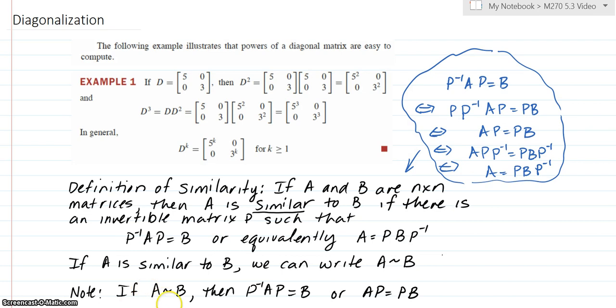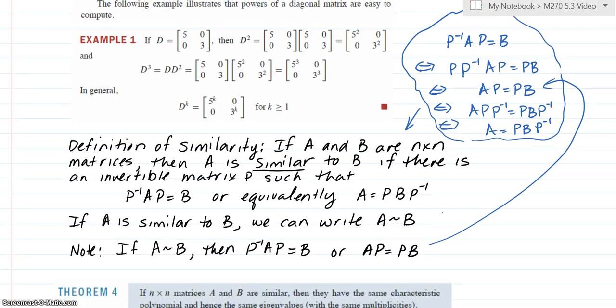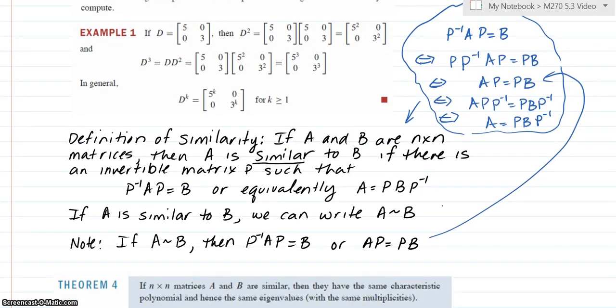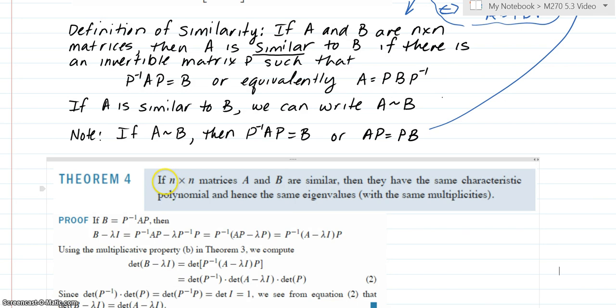We have a note down here: if A is similar to B, then this is equivalent to this, we saw that, but it's also equivalent to this middle step. Sometimes that one's easier to figure out than the inverse, if you don't feel like finding the inverse. AP must be PB. That is the definition of similarity. And it turns out, if A and B are n by n matrices and they're similar, then they have the same characteristic polynomial and hence the same eigenvalues. Here's the proof of that.